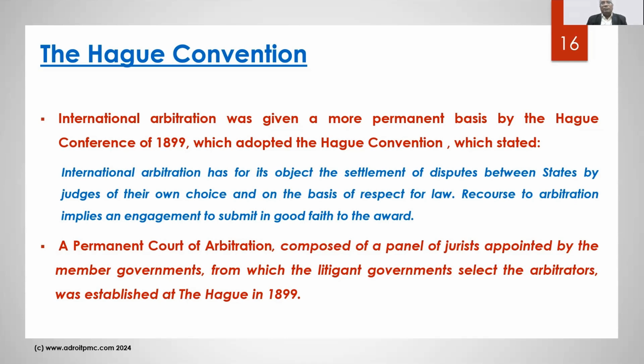Subsequently, the Permanent Court of Arbitration was set up. They call it PCA. This is where disputes between countries have been adjudicated. Even recently, there was an important adjudication between India and Pakistan regarding the Indus River water dispute. That was arbitrated in the Permanent Court of Arbitration only. So that is how international arbitration was formalized.